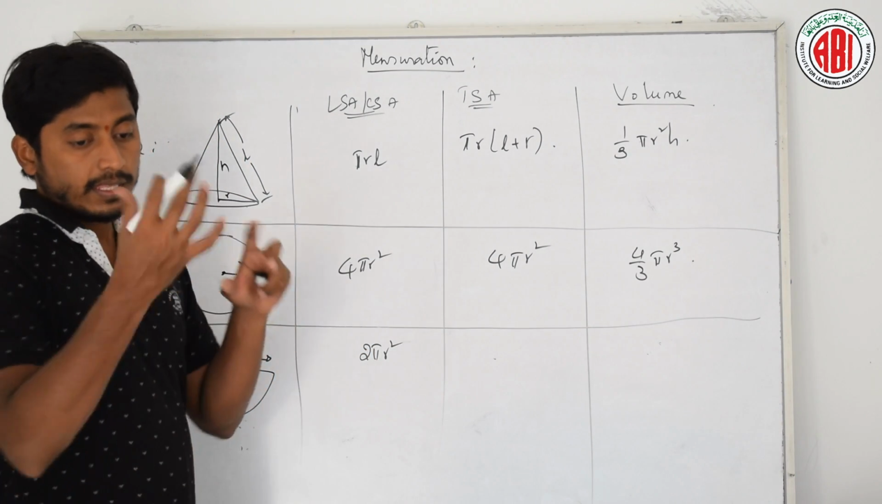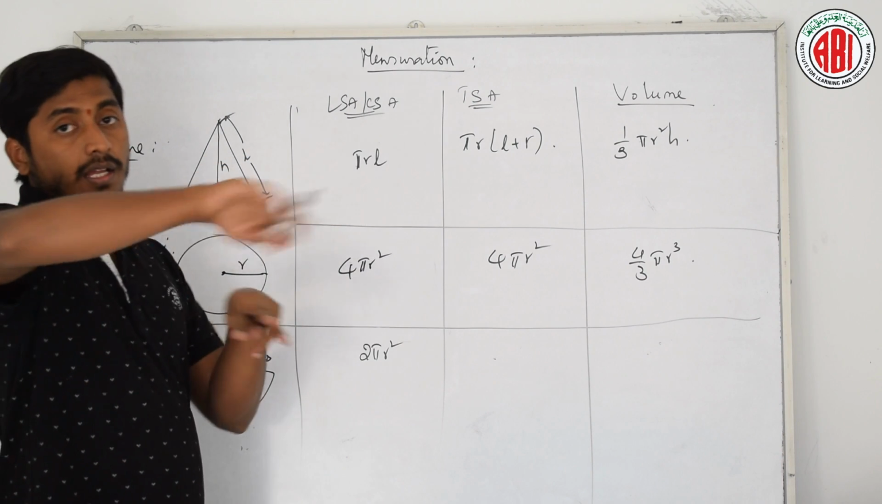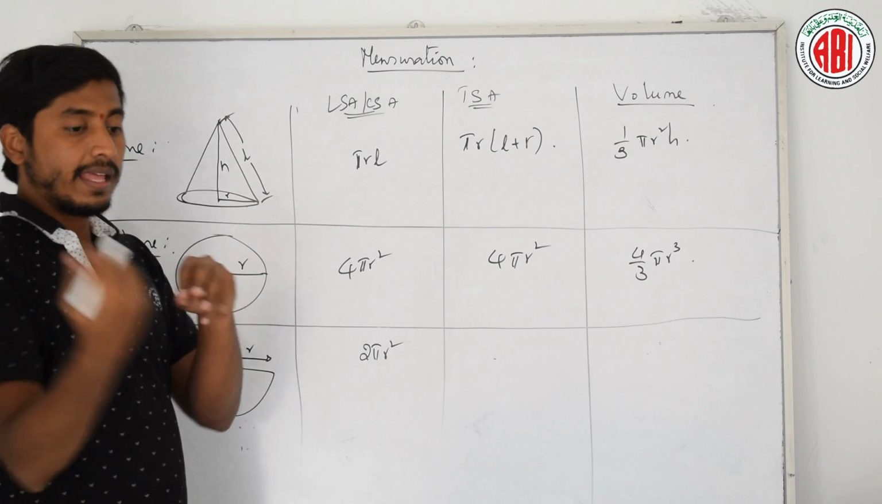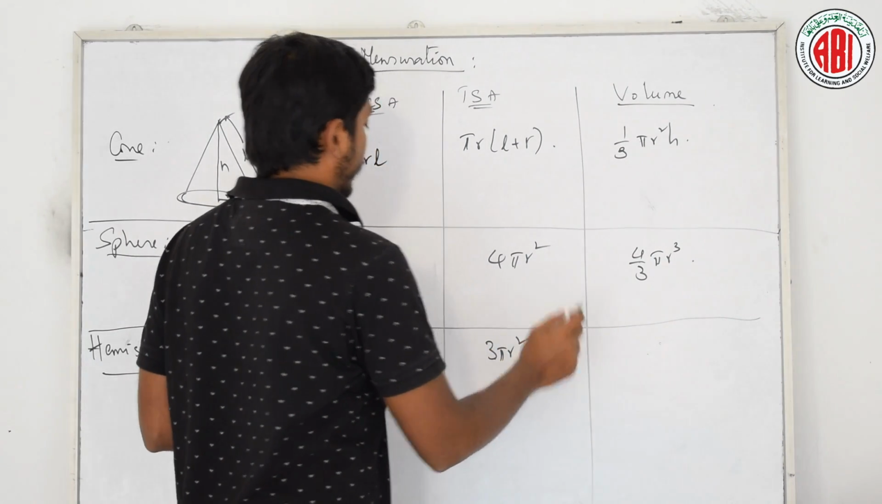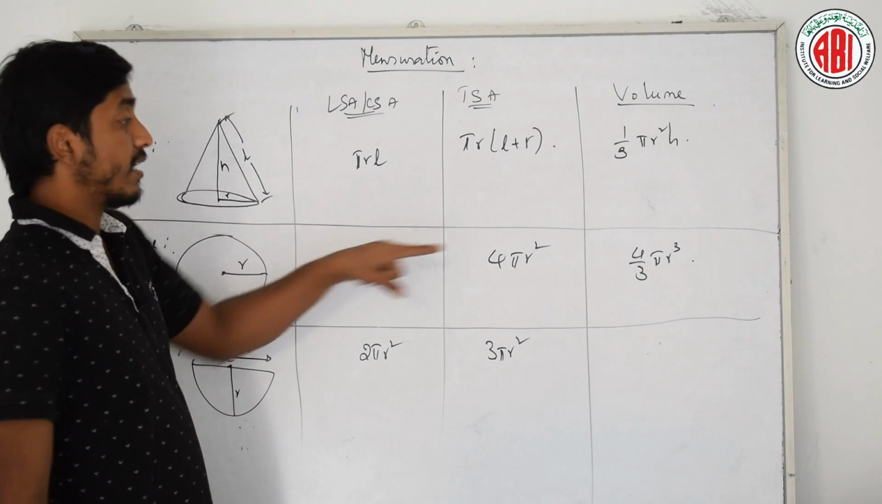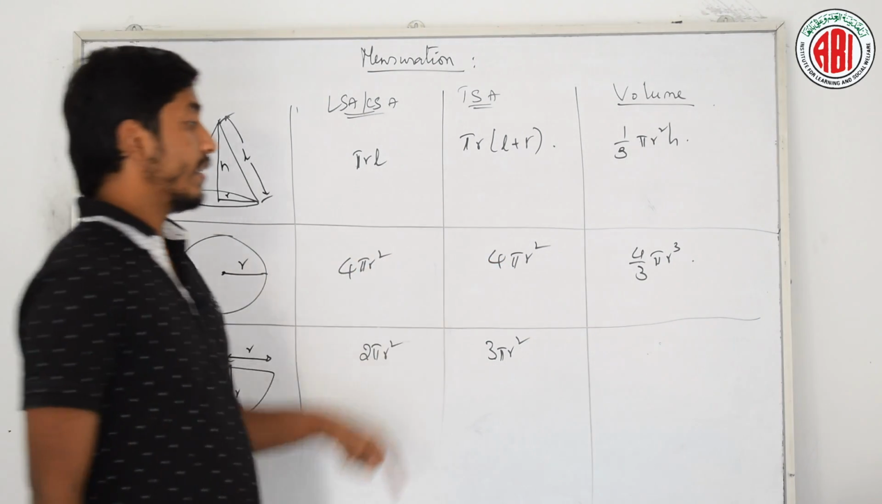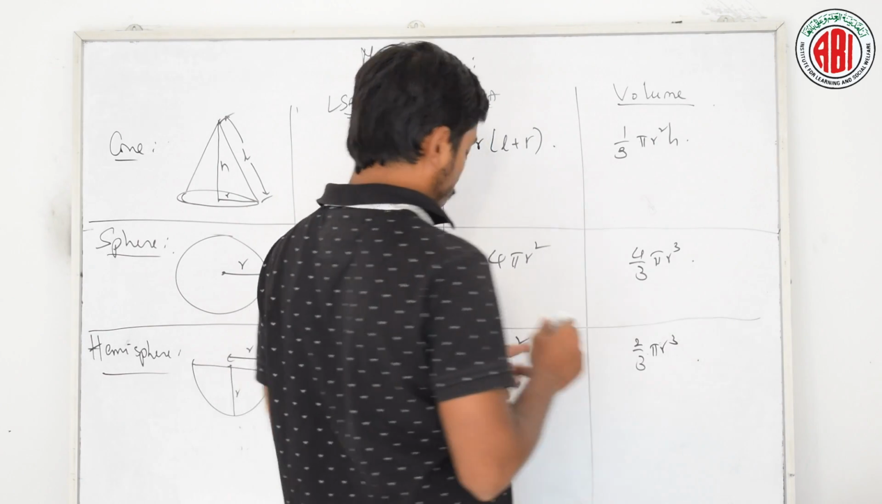What about TSA? This base and the top. The base will be a circle, so this is 1 pi R square and this is 2 pi R square. Total, that is 3 pi R square. What about the volume? Half of the volume of the sphere, that is half of 4 by 3 pi R cube. This will be 2 by 3 pi R cube.